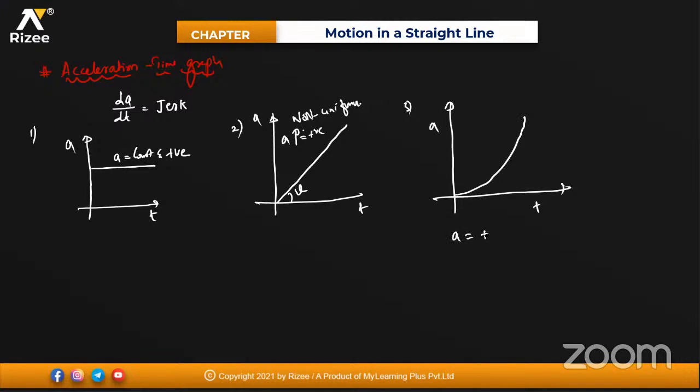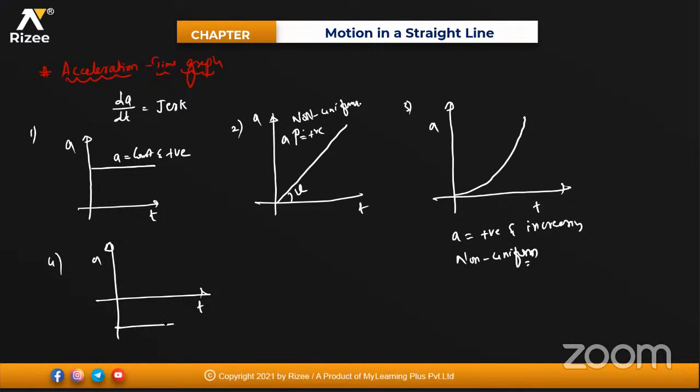So again, A is right now for me what? Positive and increasing. So acceleration is increasing, but it is non-uniform. Clear? And if I get a graph like this, better tell me what will be happening. This is time, this is acceleration. If I'm having the graph like this, obviously acceleration will be negative and it will be constant. Clear?